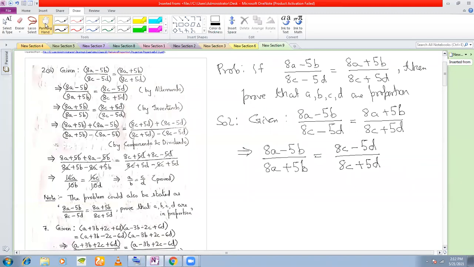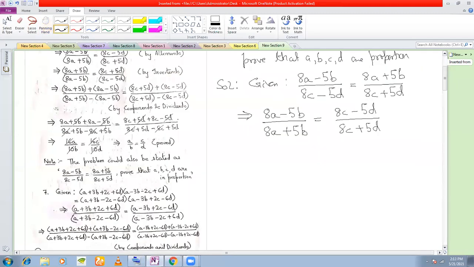Okay. Now you can use componendo and dividendo from here only. Although I have used invertendo here just to show how invertendo works, and also because keeping a positive sign in the numerator always works. Okay. So that is why you can change this to this by invertendo.